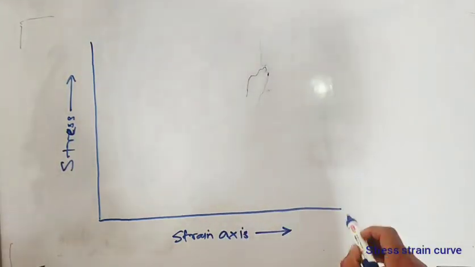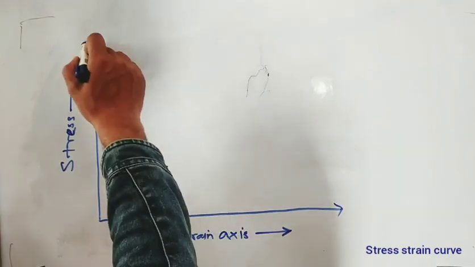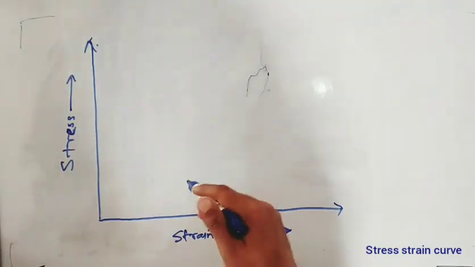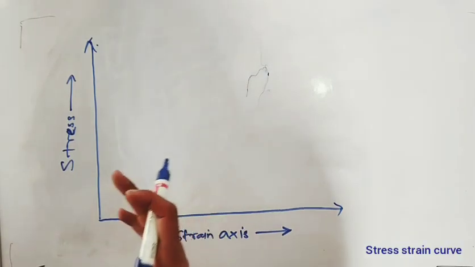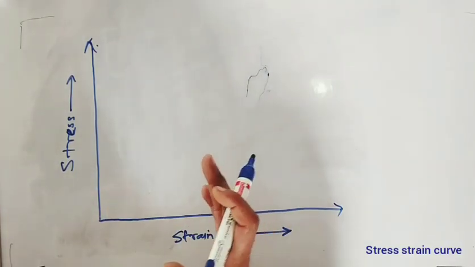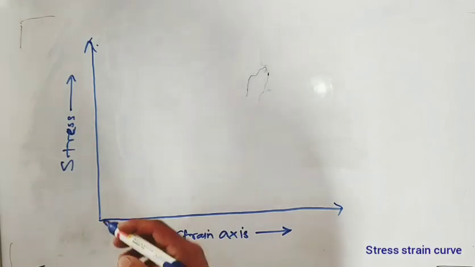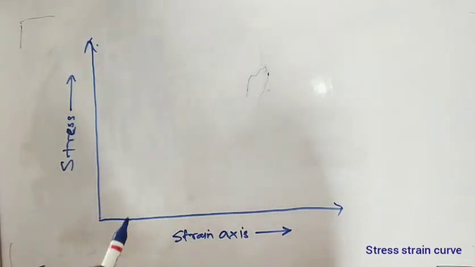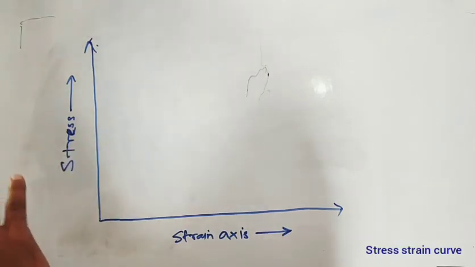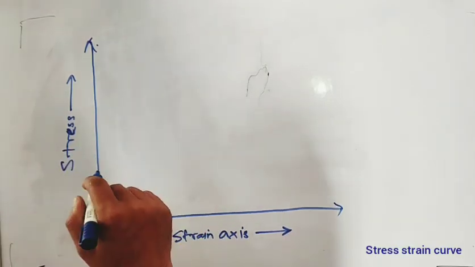Basically, we convert these things into stress and strain. We have force when we apply the force in the extensometer, and we convert that into stress. So the UTM gives force to the member, but that force is converted into stress in the software.